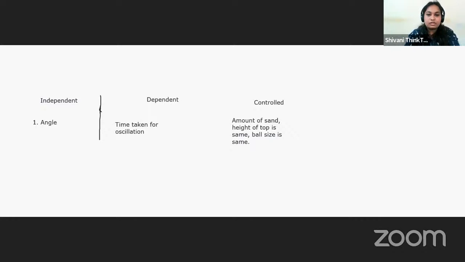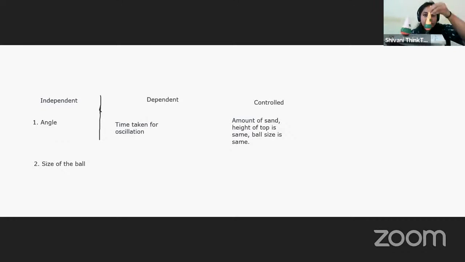Okay. I'm changing only the size of the ball. And I'm not changing anything else. The peak is same. The amount of sand is same. Okay. Now see what happens. I'm trying to make it stand. It is falling.